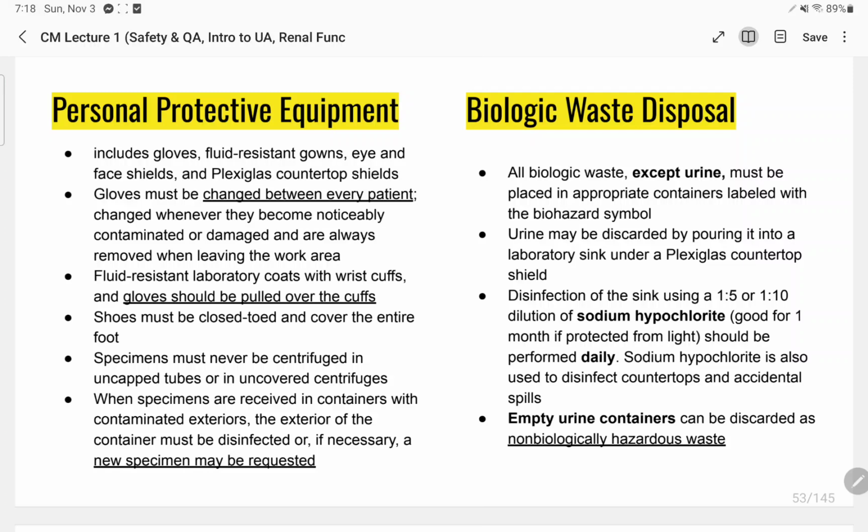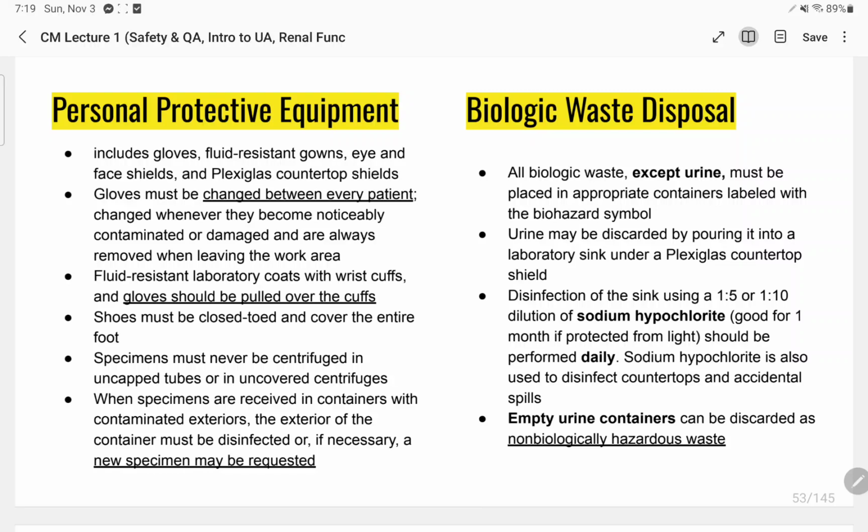And also specimens must not be centrifuged using an uncapped tube. So it should have a cap. If there is no cap, use the plastic, Parafilm. Parafilm, okay? So the cap should be adjusted.